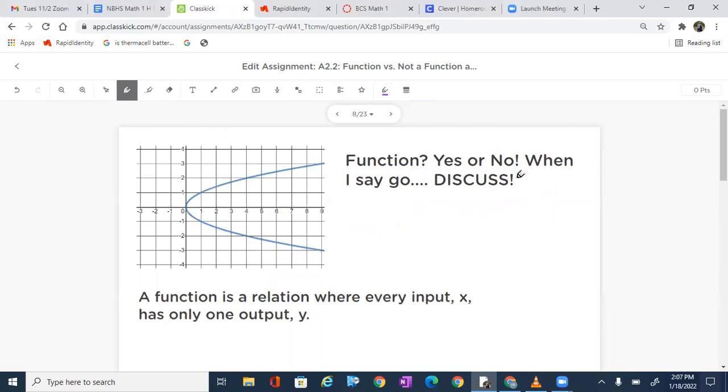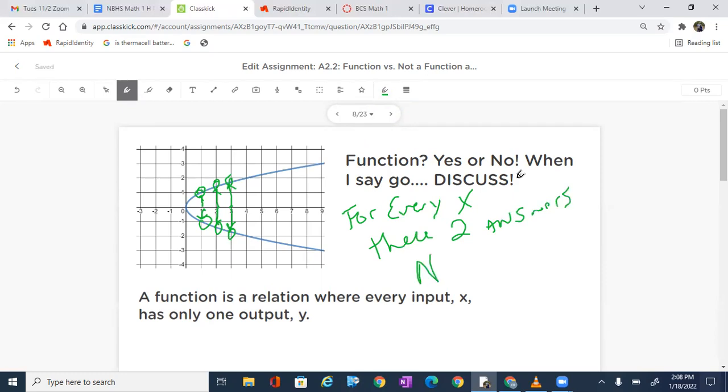Is this a function? Based off of what we should know, check it out. If I go to 1, there's an answer above it and there's an answer below it. It's hitting the graph twice. If I go up, there's an answer. If I go down, there's an answer. If I go up, there's an answer. So in this case, for every x, there are 2 answers. And as a result, this is not a function.